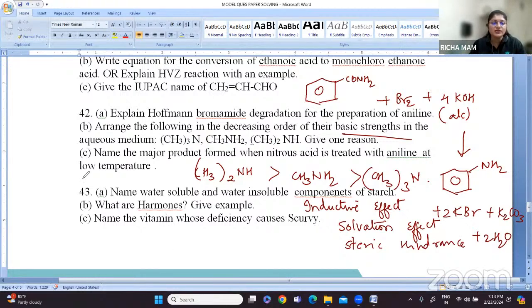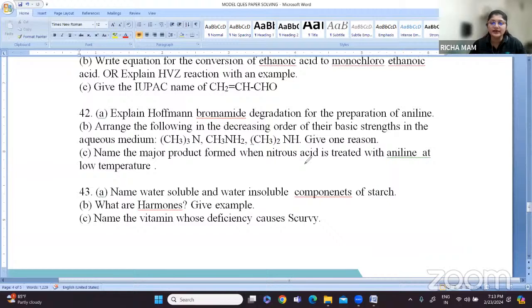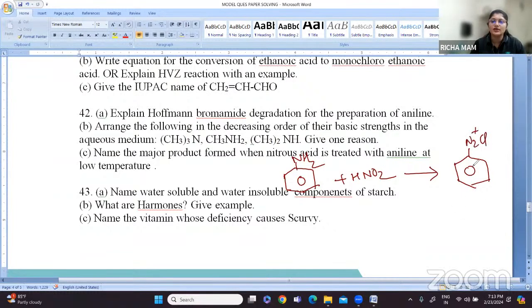And what is the major product when nitrous acid is treated with aniline? This is aniline and nitrous acid is HNO2. When sodium nitrite and HCl react, you get nitrous acid. So you will get C6H5N2Cl, that is benzene diazonium chloride. That is the product obtained. So the major product obtained is benzene diazonium chloride. So again, 2 plus 2 plus 1.